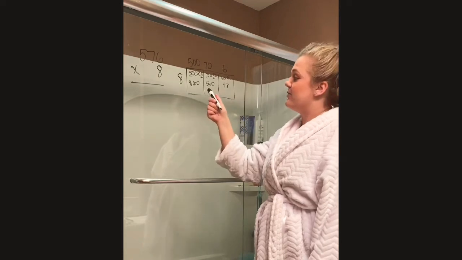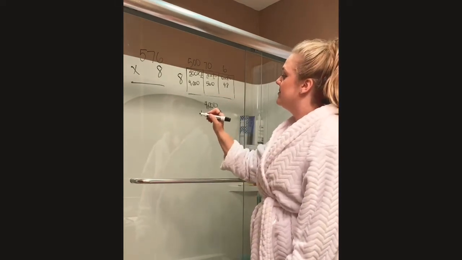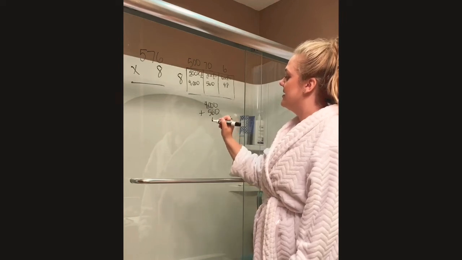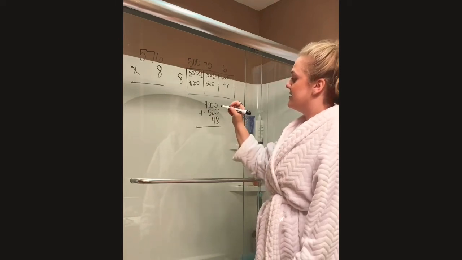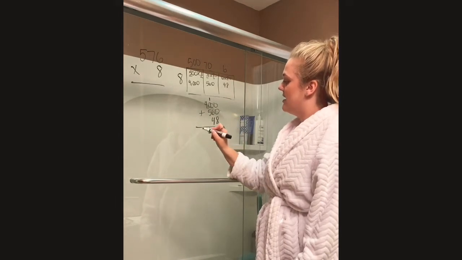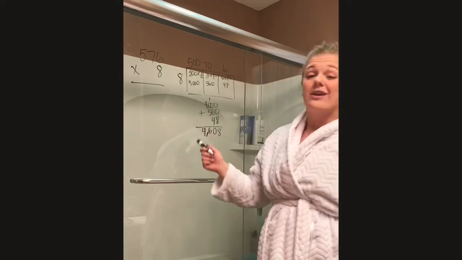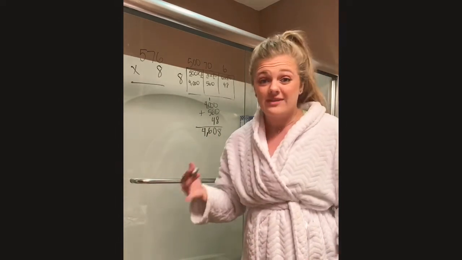To finish it off, we want to put all of them together, find the sum. So we have 4,000 plus 560 plus 48. 0 plus 0 plus 8. 6 and 4 is 10. 4,608. Okay, now a great way to do this would be to try both methods every time, because then you can check your work.